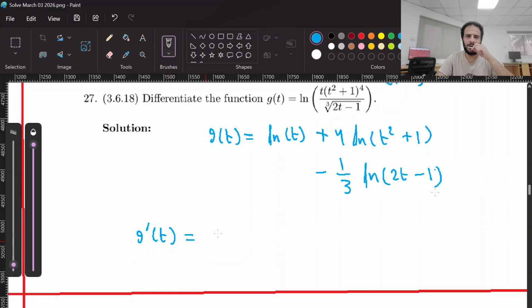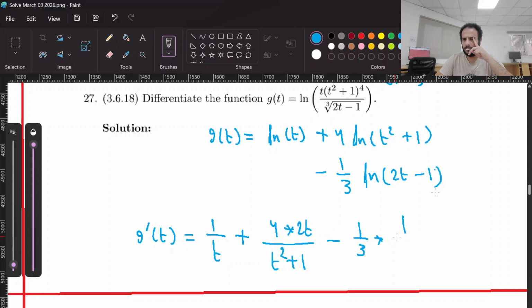So g prime of t equals what? This would be 1 over t, plus 4 times 2t on top in the numerator over t squared plus 1, minus 1 over 3 times, in the denominator, 2t minus 1, and on top, 2. So here we used logarithmic differentiation and the chain rule.